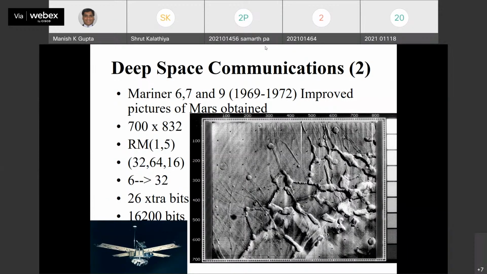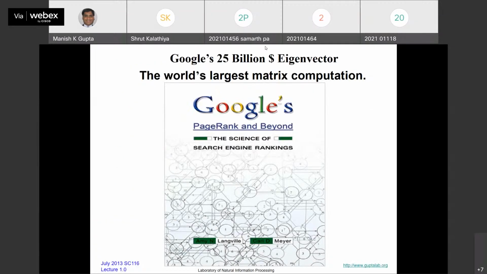If you use error correcting codes, the powerful algorithms, you actually see a clear picture of Mars. So error correction is very, very important, and you can see that these kinds of images can be obtained. It is everywhere: your mobile phone, computer. Without error correction, nothing is possible. And if you search on Google, the search is the largest matrix computation that happens every time you fire a query. So again, a bunch of questions are solved.